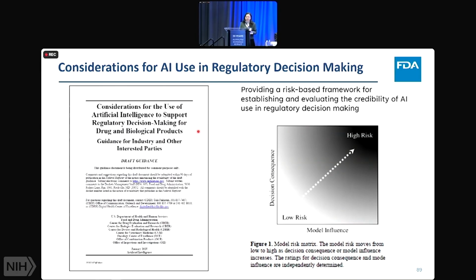This model risk is driven by two factors: model influence, which means what is the weight of the model output for your decision-making, or in other words, what other information will you use for the decision-making in addition to the AI output. And another dimension is decision consequences, which means what will be the consequences if we make the wrong decision. Either an increase in model influence or decision consequences can increase the model risk. And the model risk will determine the validation activity that is expected, the acceptance criteria, and also what kind of documentation will be needed for the AI use in drug development.